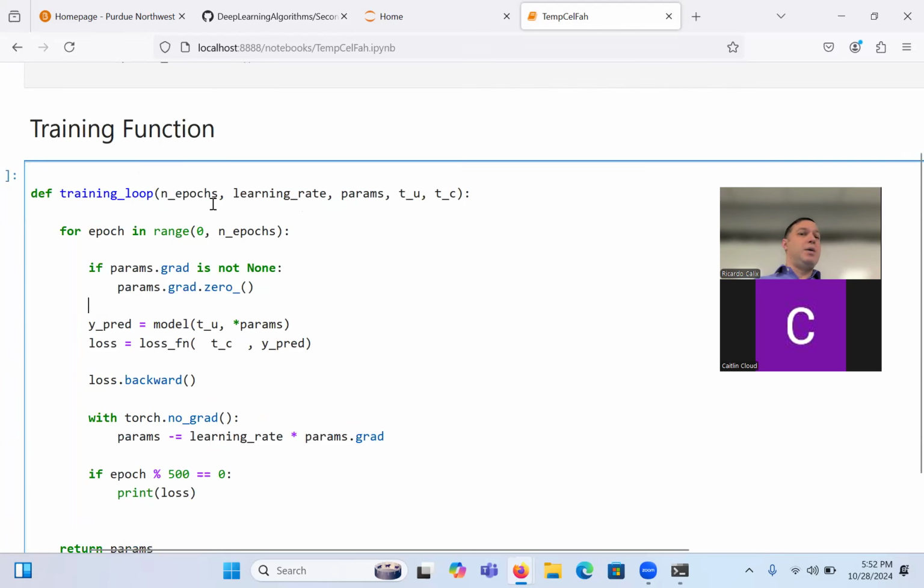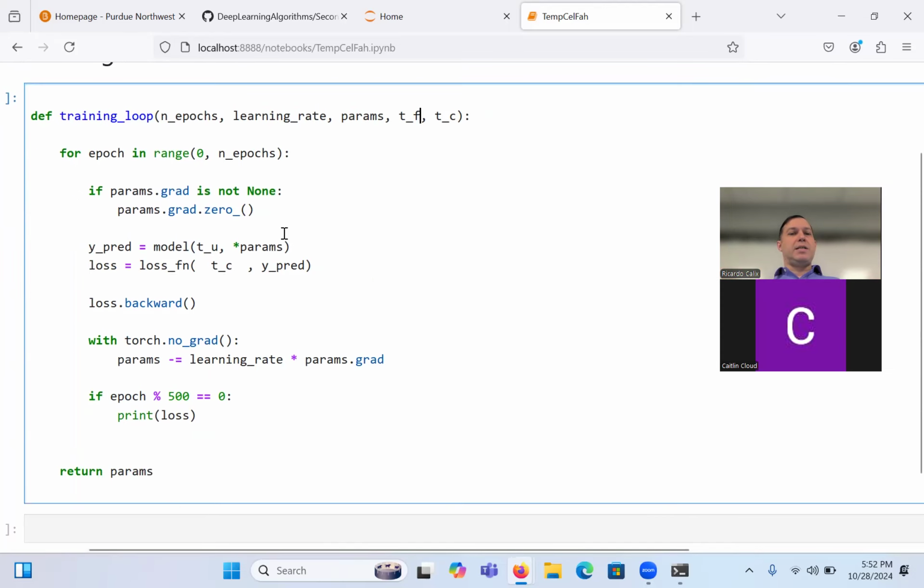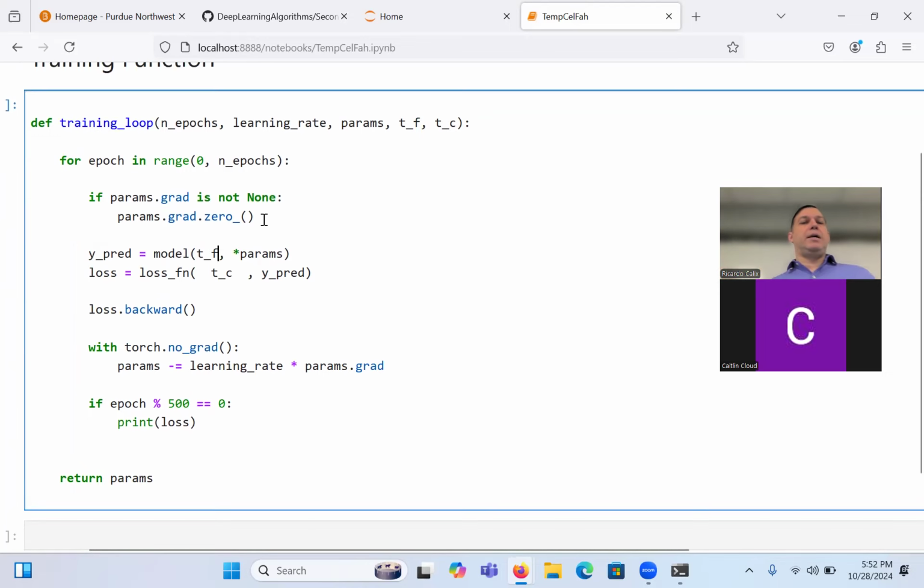So I'm going to provide the number of epochs, the learning rate, which is that step that I was talking about, the params, and then I'm going to provide TF and TC. So I think I had let's say 10 examples of the Celsius and the Fahrenheit. So I'm going to pass that data to the model to learn. So here in the learning process, let's take a look at it.